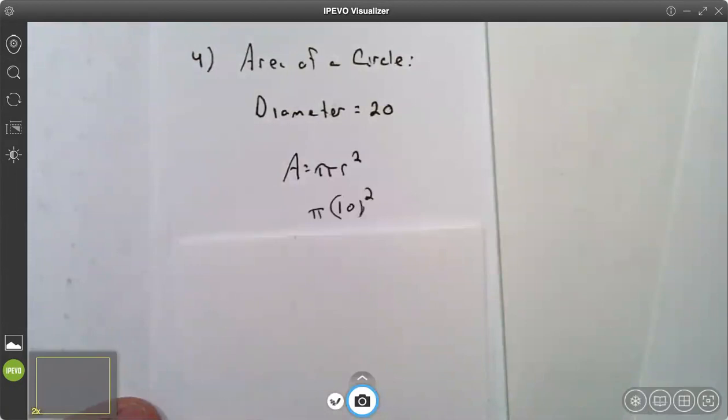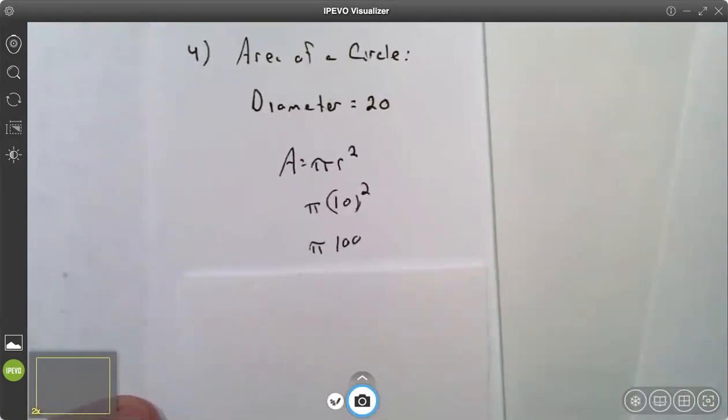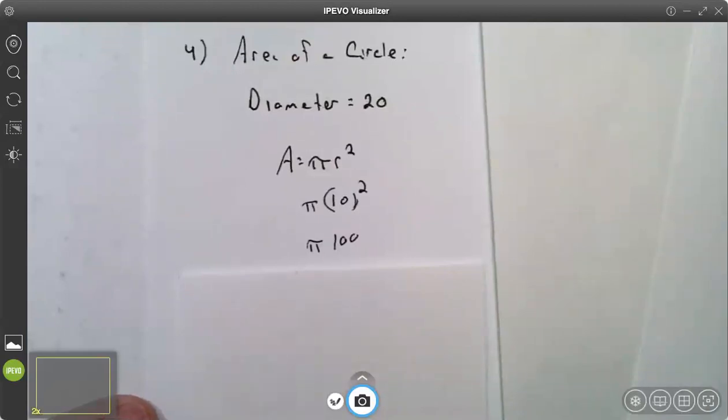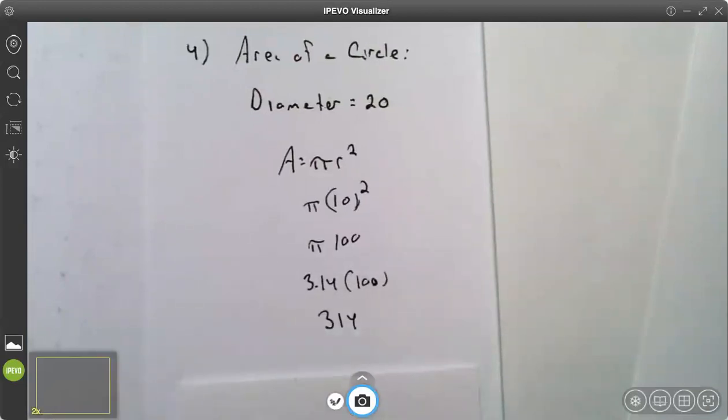Follow order of operations, do exponents before multiplication. 10 squared is 100. And 100 times pi we can do in our head because multiplying by 100 is moving the decimal to the right two places. I know pi is 3.14. Two places to the right is 314 square units.